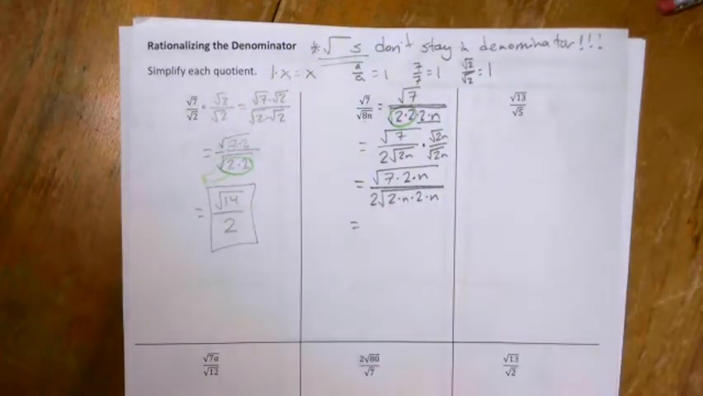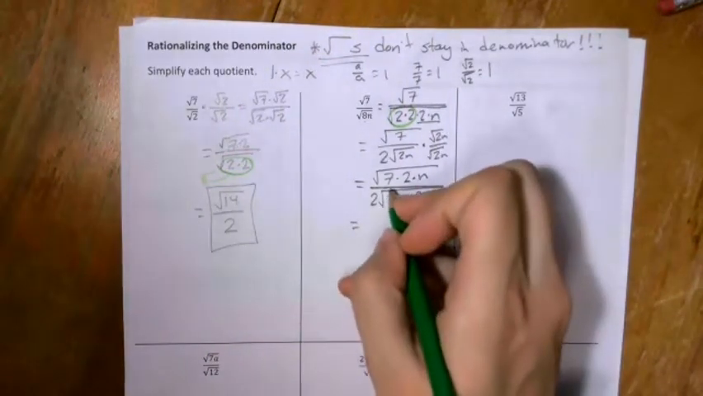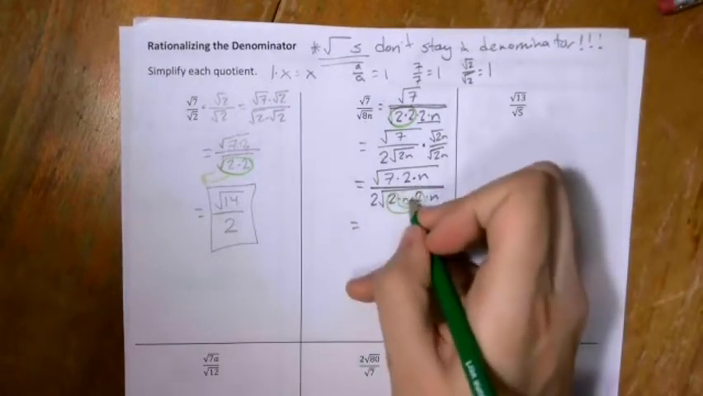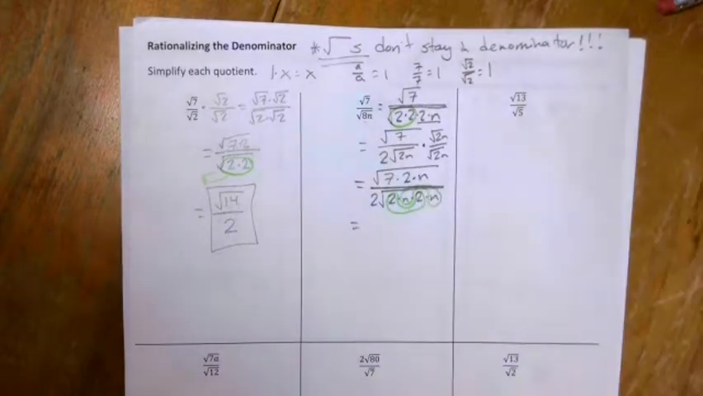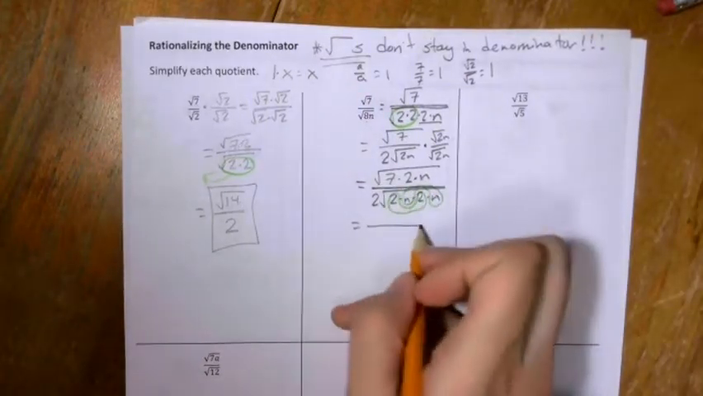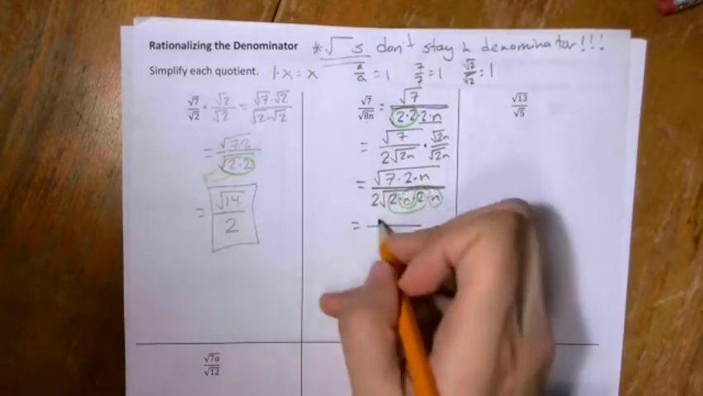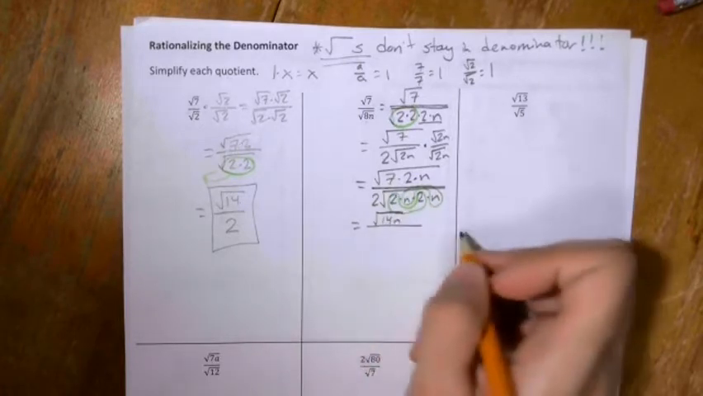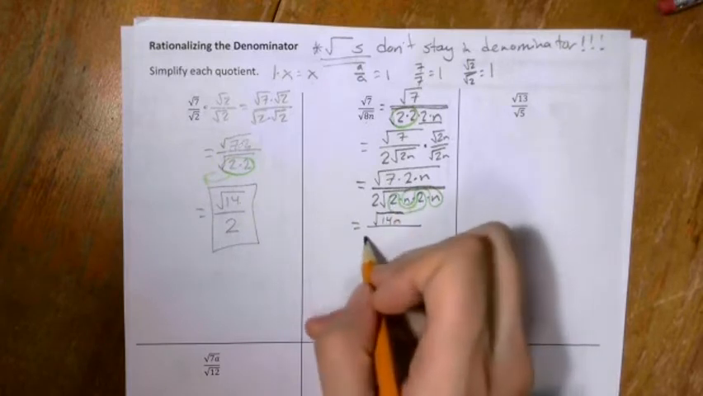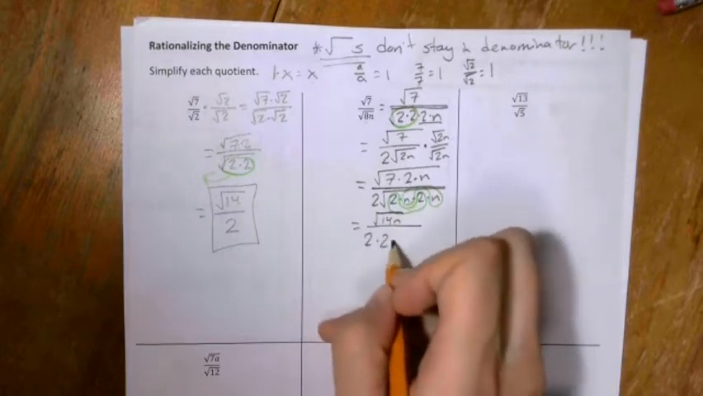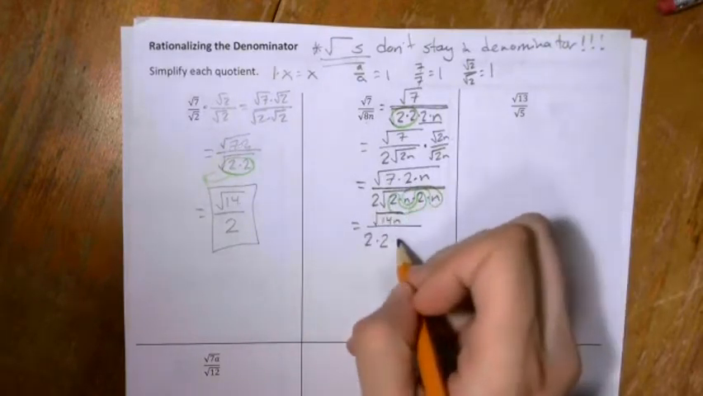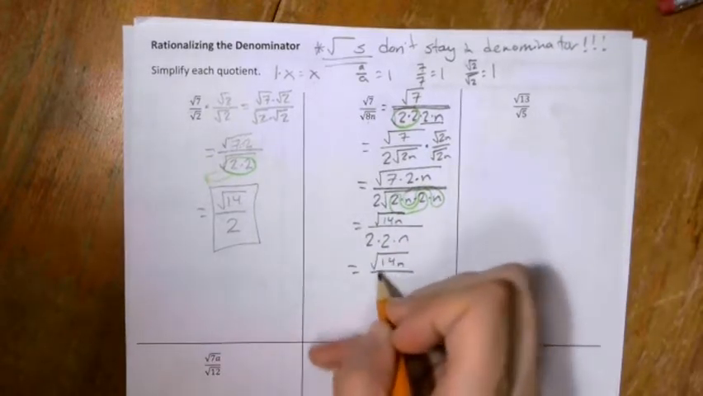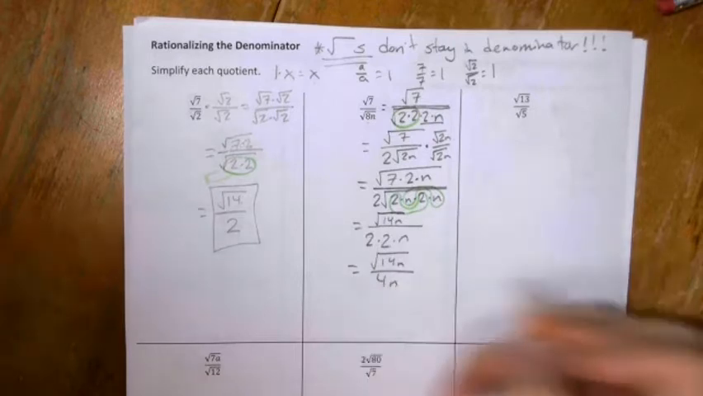So now let's see if there's anyone who can escape. Well, I've got a 2 in my denominator that can escape from prison, and I have some n's that can escape as well. So my numerator is 7 times 2 times n. Well, 7 times 2 is 14 times n. And in my denominator, I have a 2 that can escape. I have a 2 that was already visiting, and I have an n that escapes. So that's really square root of 14n over 2 times 2 is 4n.